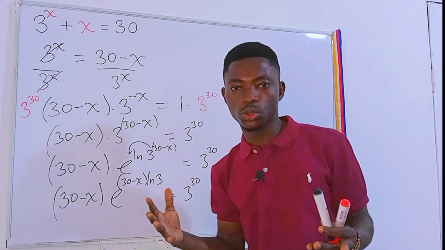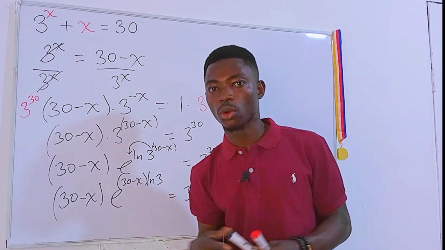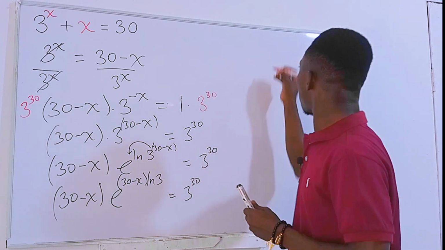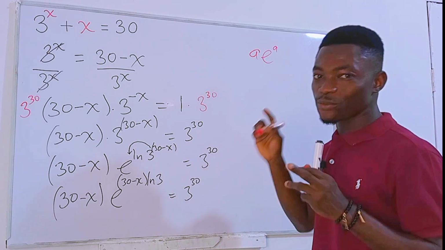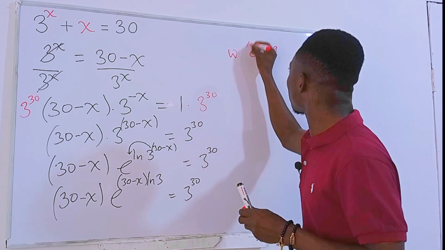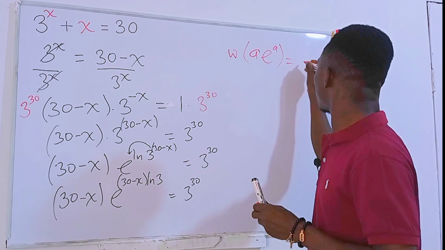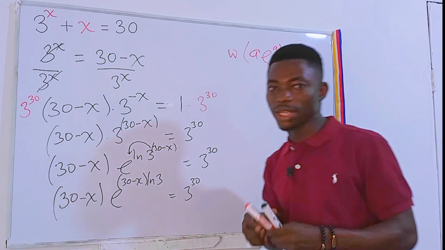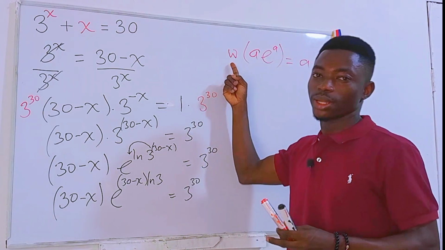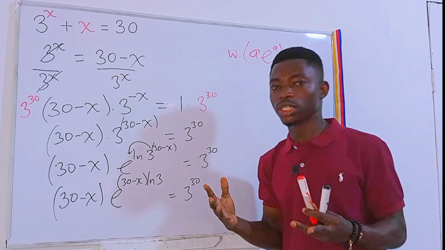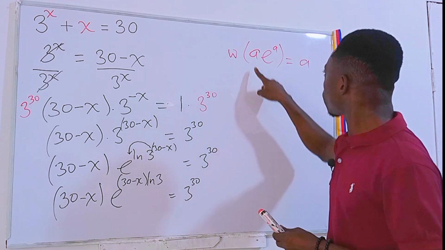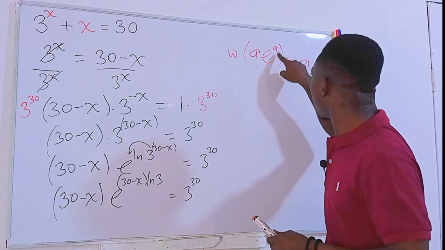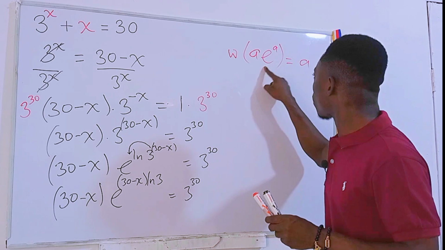Now let me introduce you to something that you have probably never come across. Check this out. If I have e to the power a, in fact, if I take W on this right here, we will still be getting a. Now somebody may ask, what is this W? This W right here is a function known as the Lambert W function. And this is how it works. If you have a times e to the power a, and always this one must be e.